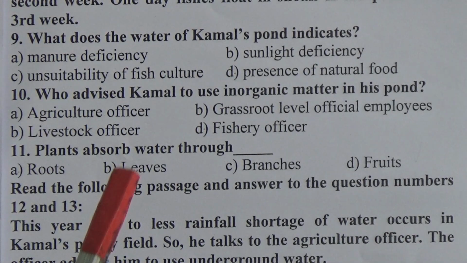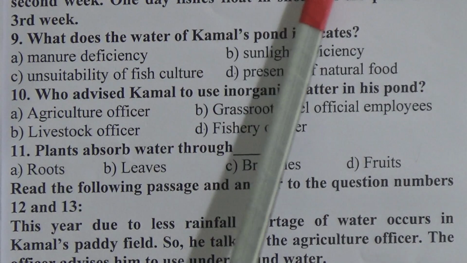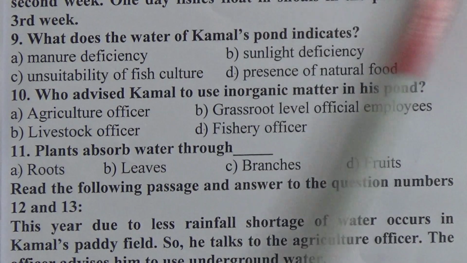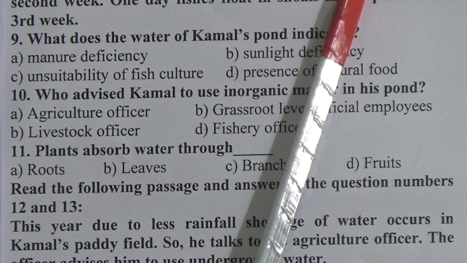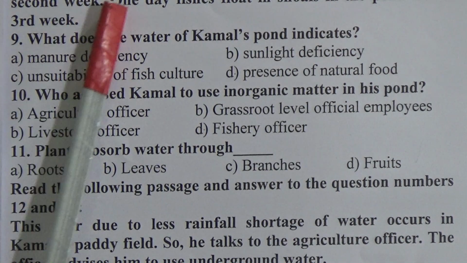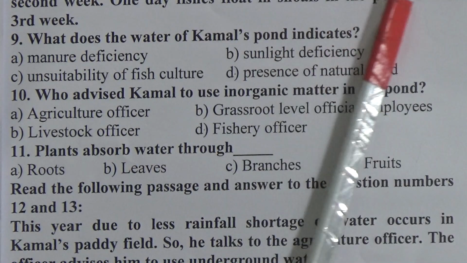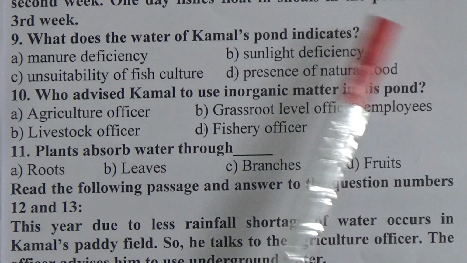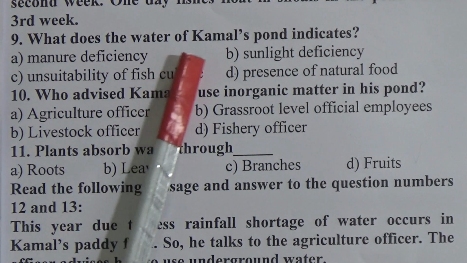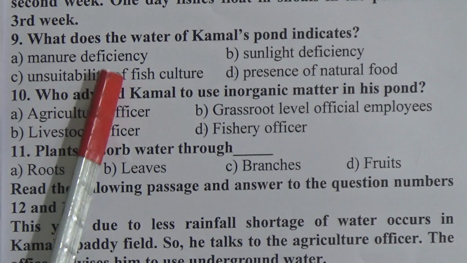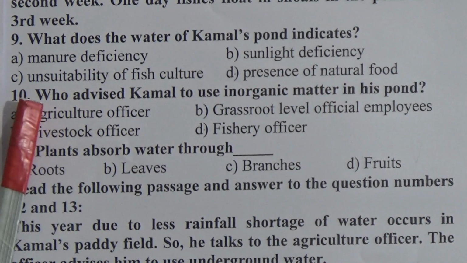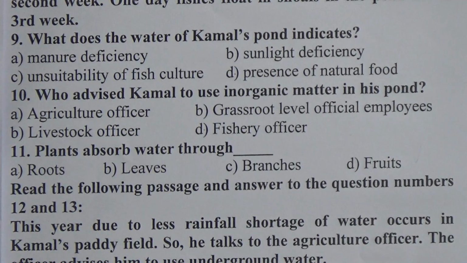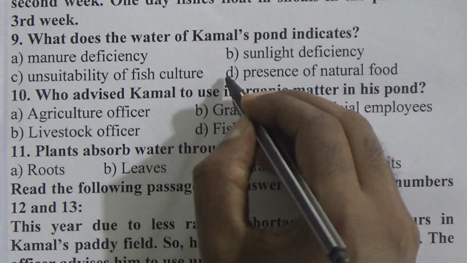Now look. Read the following stem and answer questions 9 and 10. Kamal sinks his hand up to the elbow into the water of a pond and he can see his palm. According to the advice of the fishery officer, he uses inorganic matter and can see the water color green in the second week. One day, fishes float in shoal in the pond in the third week. So look here, what does the water of Kamal's pond indicate? A. Manure deficiency, B. Sunlight deficiency, C. Unsuitability of fish culture and D. presence of natural food. So look here, it indicates the presence of natural food.